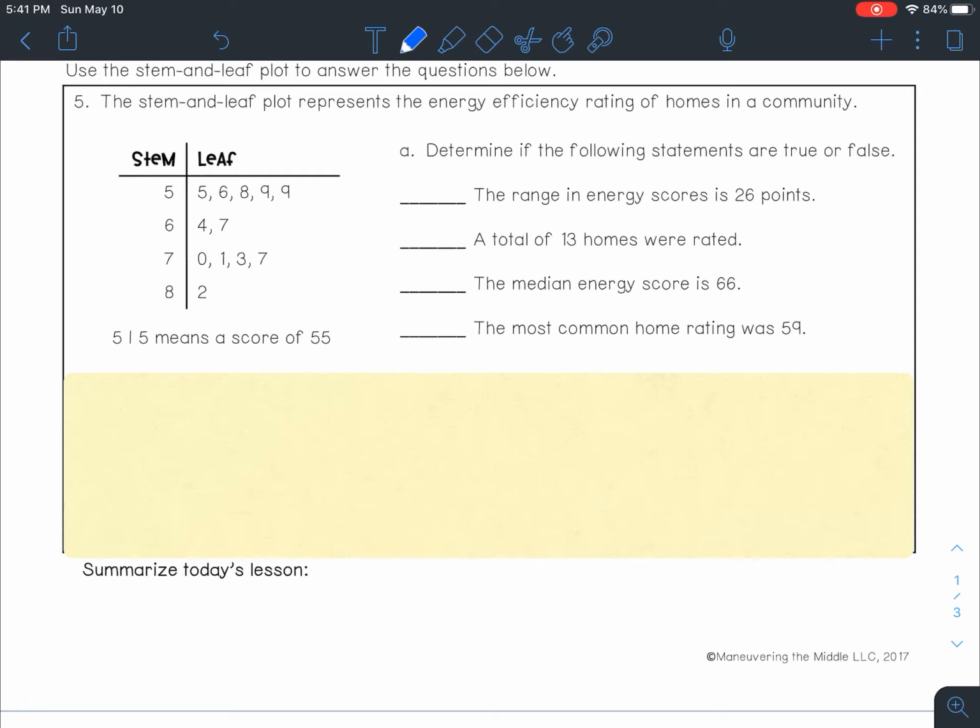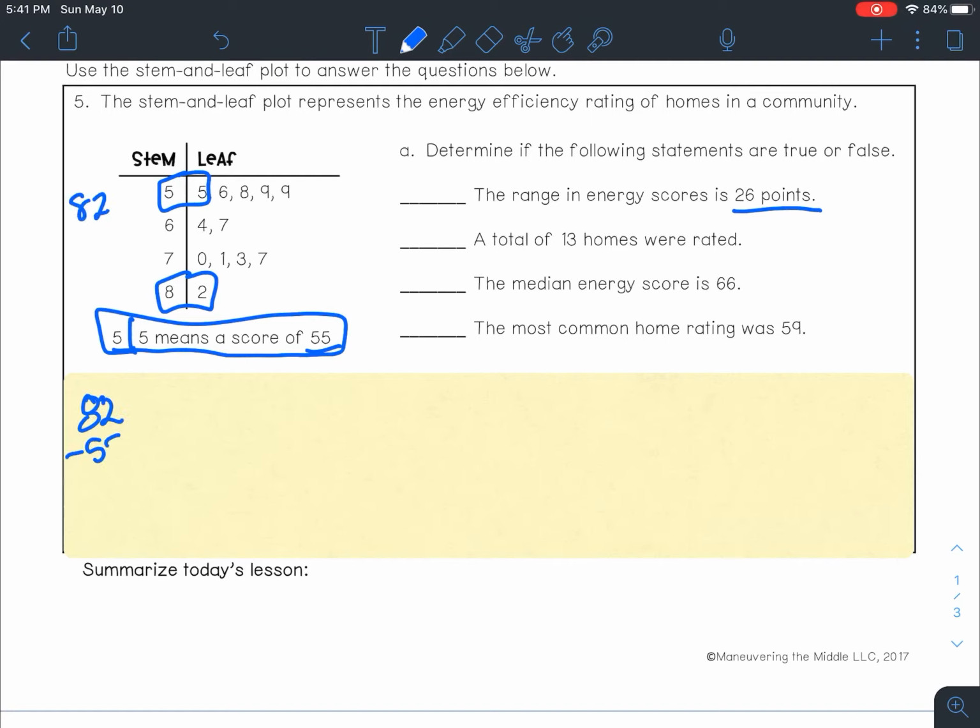So here are some types of examples that you'll see about stem and leaf. The question says, determine if the following statements are true or false. So here it says the range in energy score is 26 points. To find the range, again, we take our highest number minus our lowest number. Always look at your key so you know what you're taking. Here it says a number, my line, and then another number just represents the 55. So I have an 82 minus 55, which gives us, let's borrow, 12 minus 5 gives us 7, 7 minus 5 gives us 2. We have a range of 27, so this statement is false.